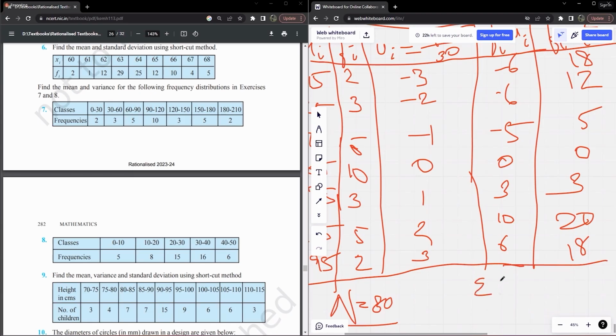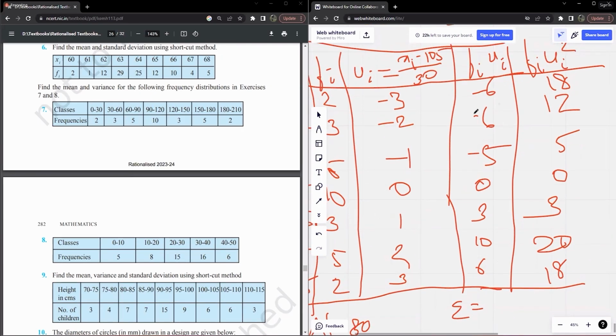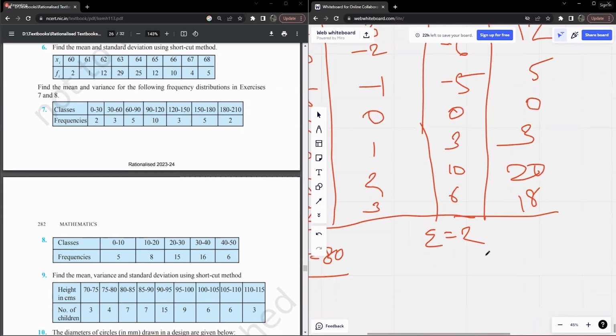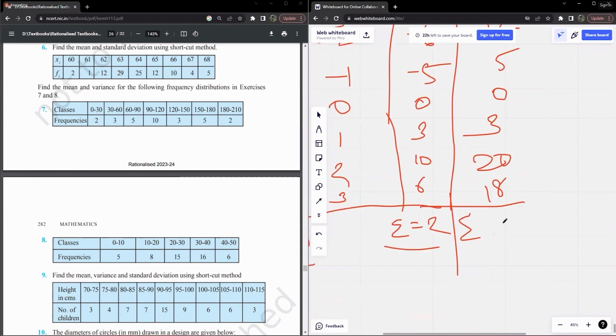The summation of fiui is then going to be, 6 minus 6 is 0, the other two giving minus 11, these two giving 13, 13 minus 11 is 2. And the summation of fiui squared is going to be 18, 12, and 5, that is 35, 18, 20, and 3, that is 41. This is 35, this is 41, so we get 76.